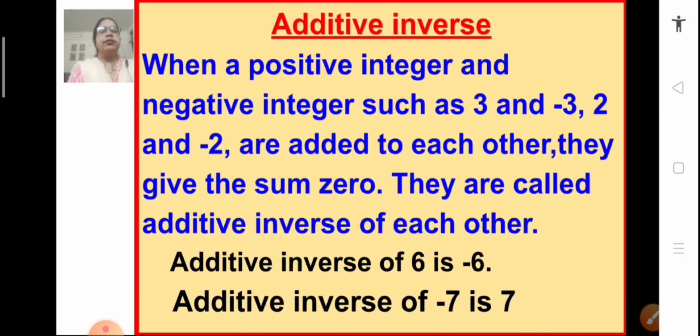Now, what is additive inverse? When a positive integer and a negative integer, for example 2 and minus 2, are added to each other, they give sum 0. Their sum will be 0. So they are called additive inverse of each other. So the additive inverse of 6 will be negative 6, and the additive inverse of negative 6 will be positive 6. Similarly, additive inverse of negative 7 will be positive 7.